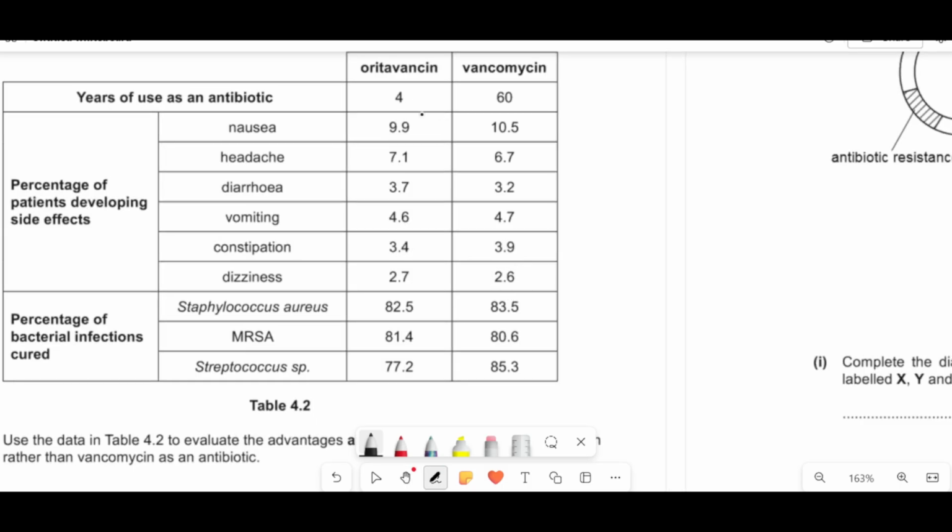If you have a look at oritavancin, this has been used for 4 years, and vancomycin has been used for 60 years. And if you have a look, more have nausea, less have headaches. In vancomycin, that is, less diarrhea here, slightly more vomiting, kind of similar constipation, a little bit more here. These are equal dizziness. Here, this treats Staph aureus a little bit more. This treats MRSA a little bit more. And Streptococcus is treated best with vancomycin here as well.